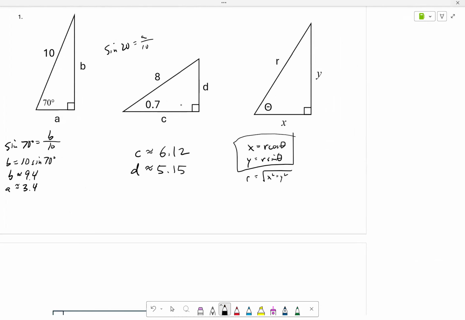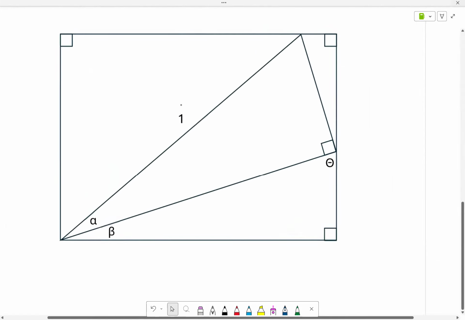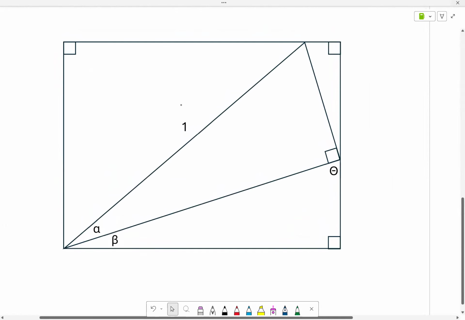Okay, ready for the next exercise? Flip the page. Do you know this letter right here? That is alpha, and this other letter is beta. I'm gonna cross out the theta. I don't want theta here. What I want you to do is mark the following angles in terms of only alpha and or beta. So this one, and this one. I want you to mark those angles in terms of alpha and or beta.